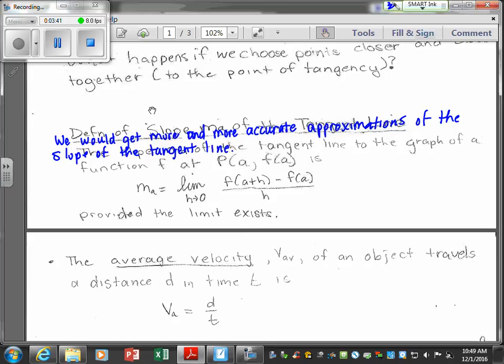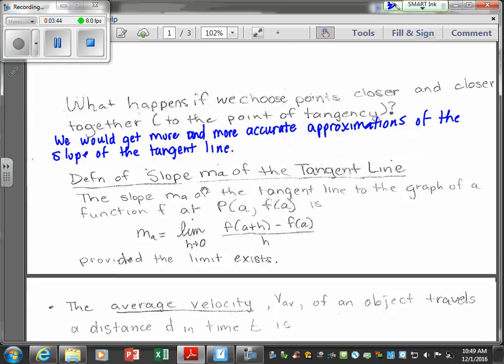So in that case we're just going to calculate the limit. You can see the definition: the slope of the tangent line to the graph of a function f at the point P is the limit as h approaches 0 of f of a plus h minus f of a, divided by h, provided the limit exists. And we say that as h approaches 0.